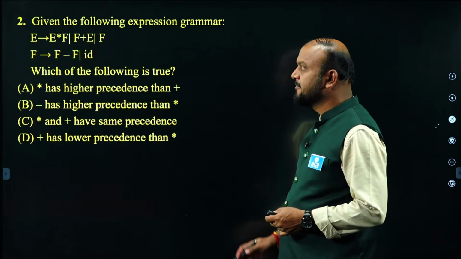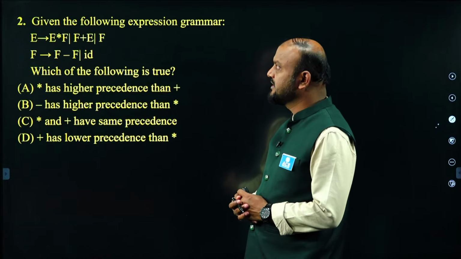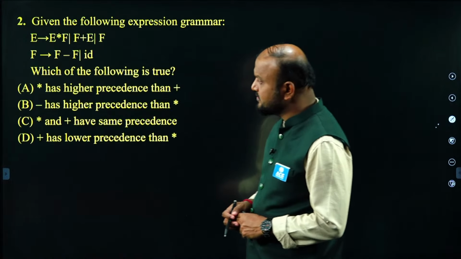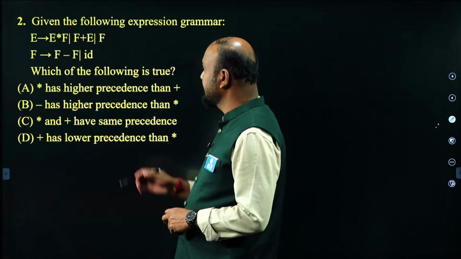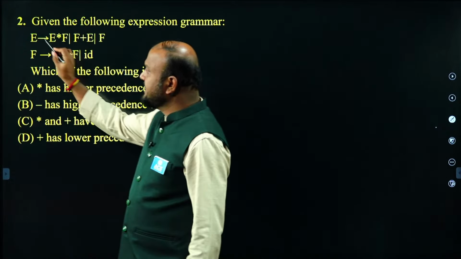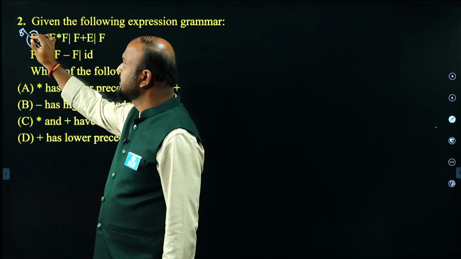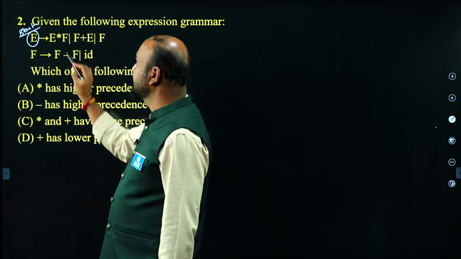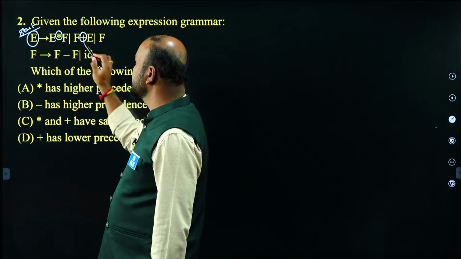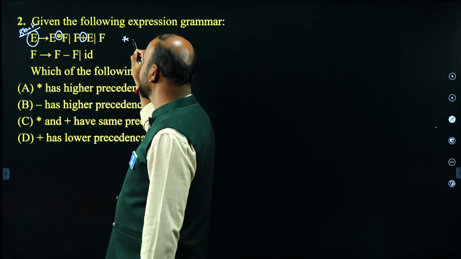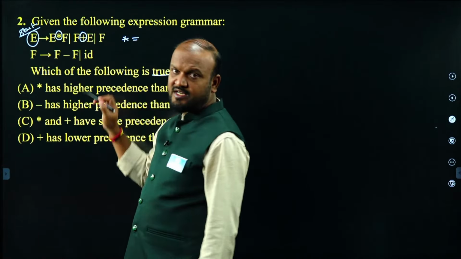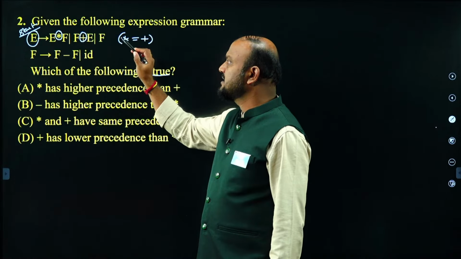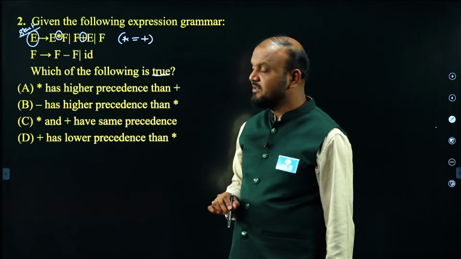Okay, here is the kind of question: given the following expressions, you are asked to find which of the following is true, and E is the starting non-terminal. With the starting non-terminal we have 2 operators, star and plus, and the operators that are defined with the same non-terminal E have equal precedence, and these are represented with the starting non-terminal.